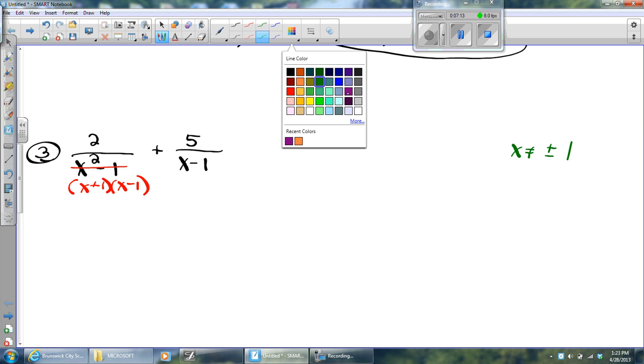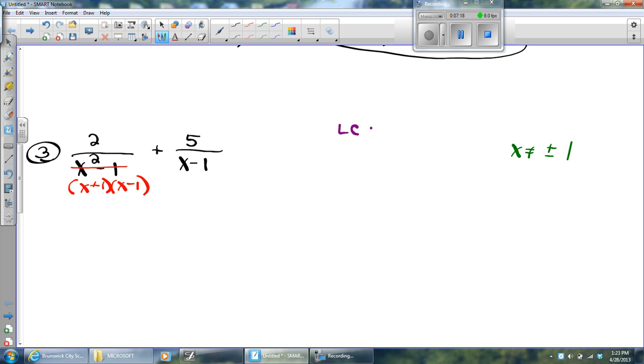Go looking for my LCD next. So my LCD, I'm going to need an x minus 1. That'll cover this guy. And the cool thing is, it can cover him too. They're the same number showing up twice. Okay? It's very, very important.